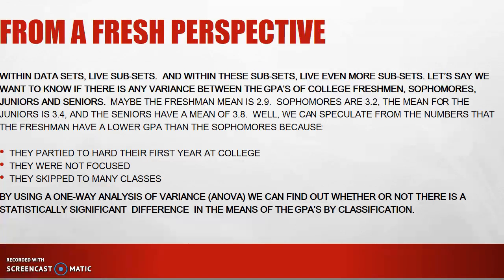Well, you might, in looking at that number, be curious as to why the freshman GPAs were so low. Why was it so much less than the sophomores, the juniors, or the seniors? Maybe it's because they partied too hard. Maybe they weren't as focused. Maybe they didn't know how to study for sure. They might have skipped too many classes. But by using the one-way analysis of variance, you can find out whether or not there is a statistically significant difference in the means of GPAs by their classification.